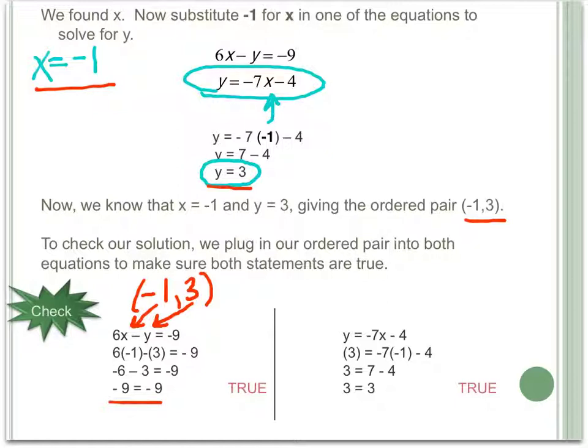Again, we have to do this for the second equation, so we plug in -1 for the x and 3 for the y. And we simplify to find that 3 does equal 3, therefore this ordered pair is a solution to this system of equations.